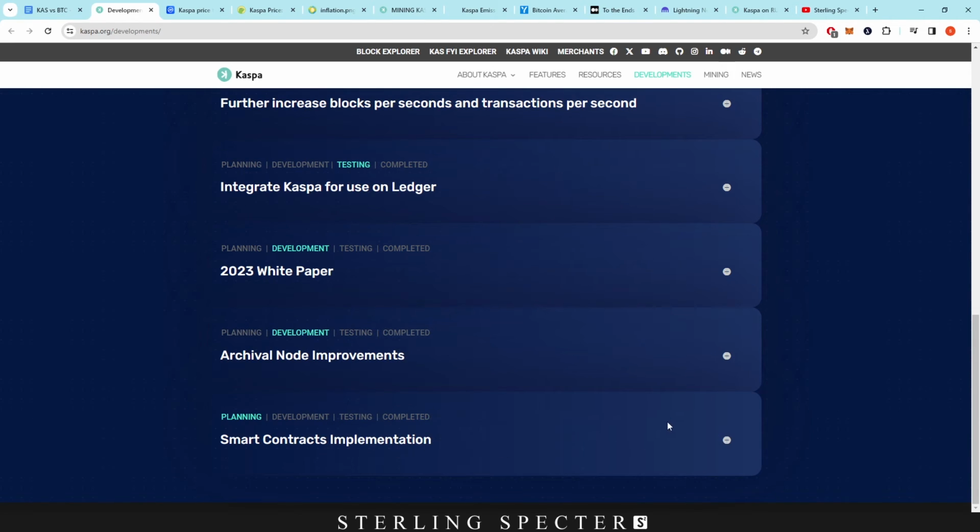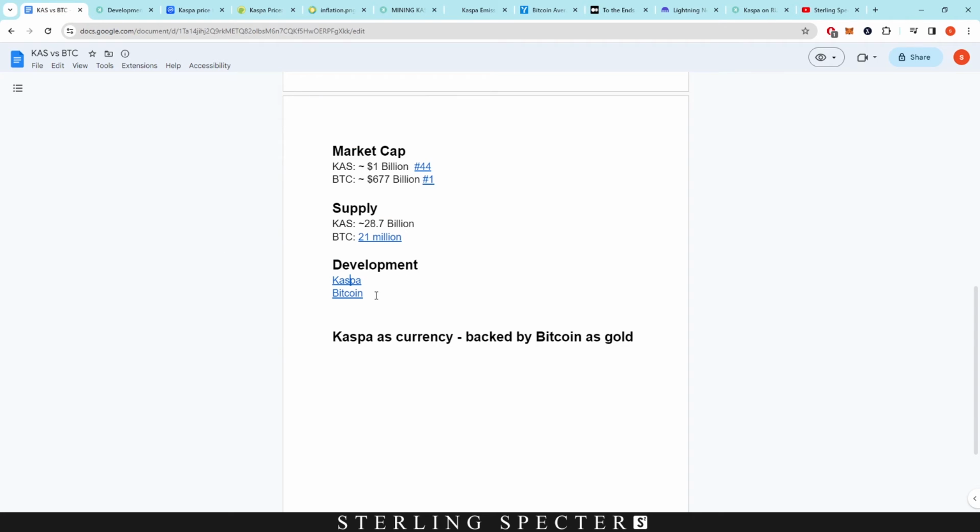When it comes to Bitcoin development, obviously we know developers aren't exactly touching the code as per se, but they are making slight improvements, you know, just to wallets and stuff like that. But for the most part, nothing is being added in terms of development in a big sense for Bitcoin.